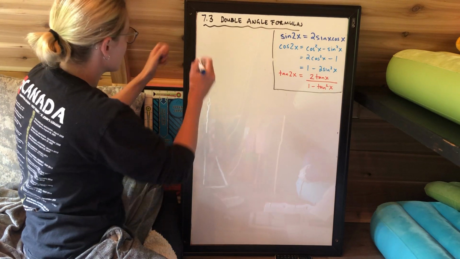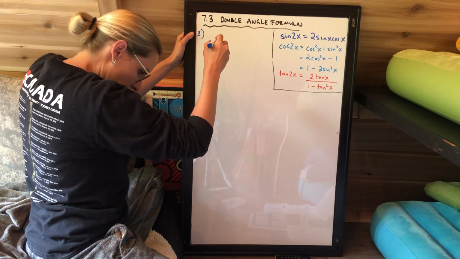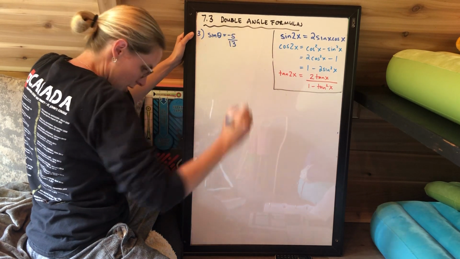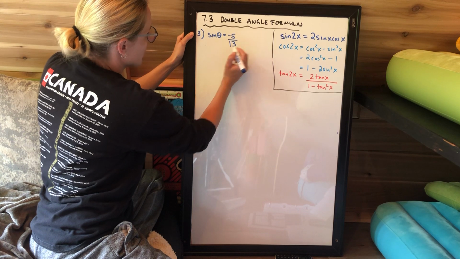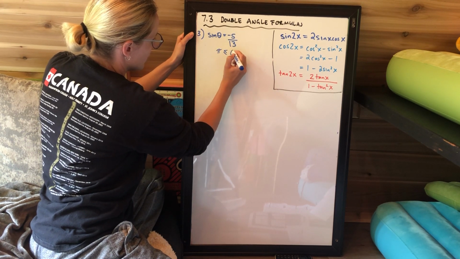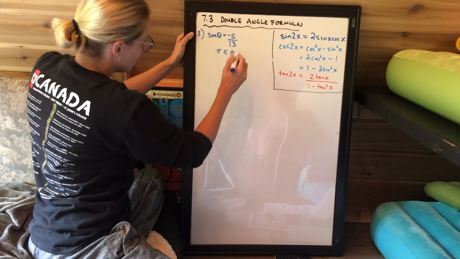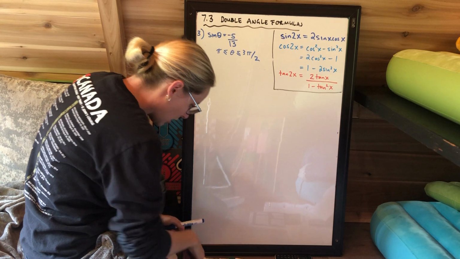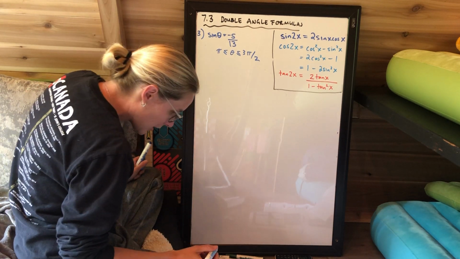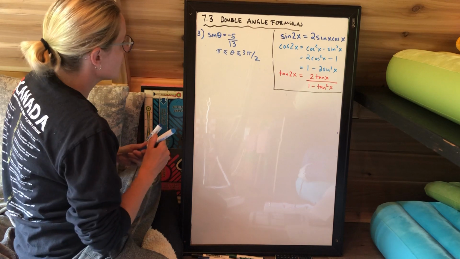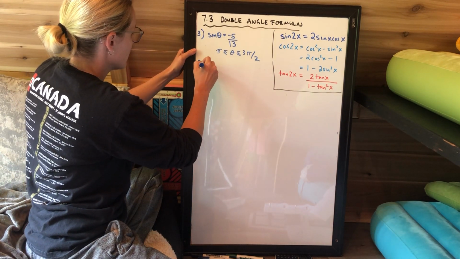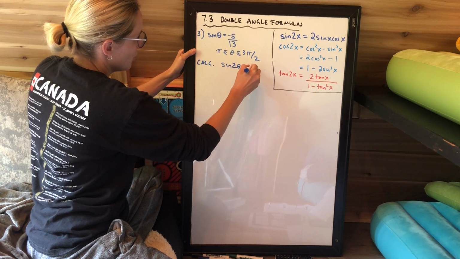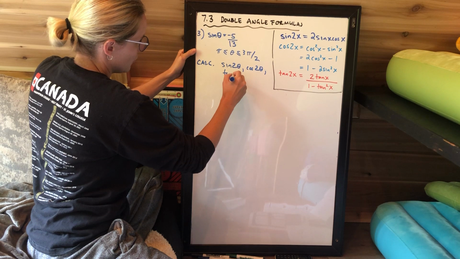Example 3. This is very similar to what we did yesterday. Sine theta is equivalent to negative 5 over 13. And again, they give us where this exists: pi is less than or equal to theta is less than or equal to 3 pi by 2. That's all they tell us. So based on that, we want to calculate a couple of double angles: sine of 2 theta, cosine of 2 theta, and tangent of 2 theta.